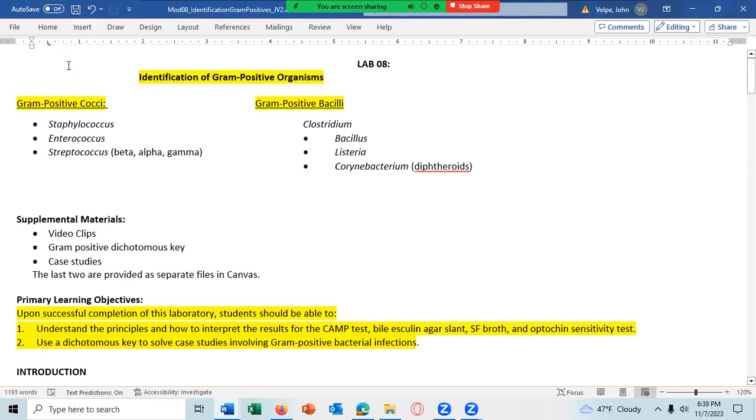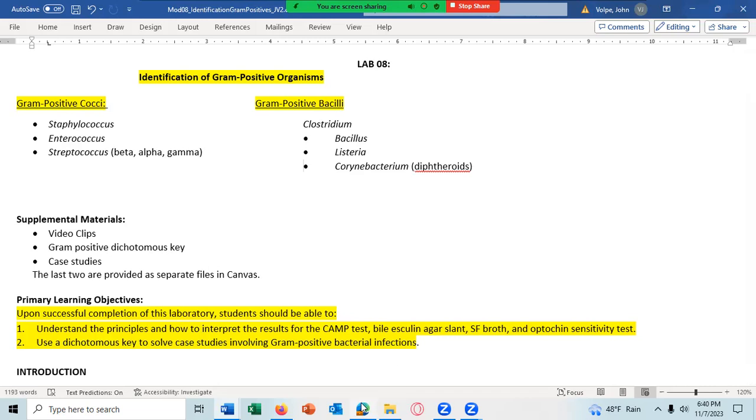So gram-positive cocci, we're not really going to look at the different species, but I just wanted to show you some of them. And the gram-positive bacilli, I don't think we're going to talk too much about most of them, but Listeria, I think there's one question about them, and Bacillus and Clostridium we will talk about. There are some video clips in today's lab. There are gram-positive dichotomous key. I imagine there's gram-negative dichotomous key as well. And then the case studies. You need the dichotomous key to figure out your case studies.